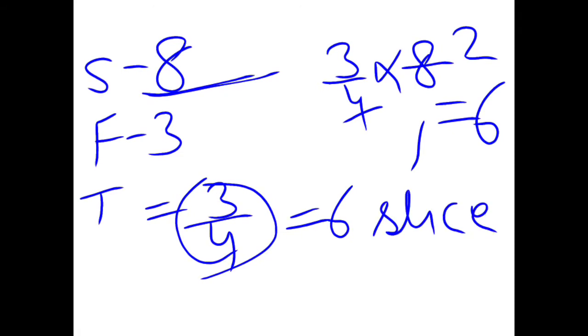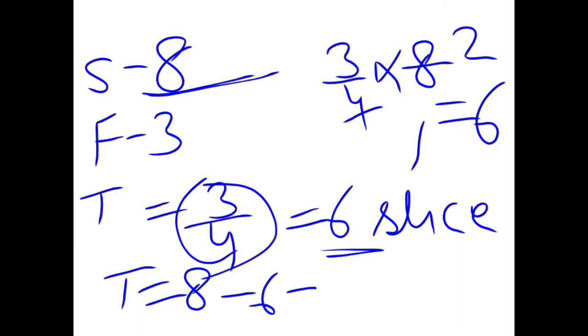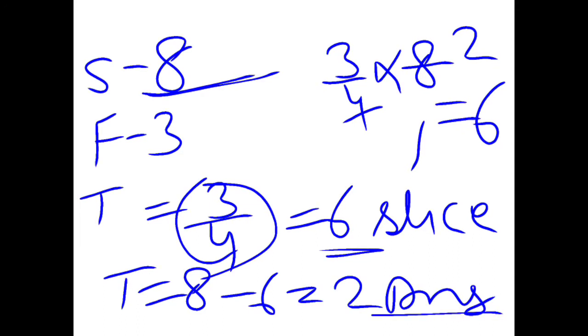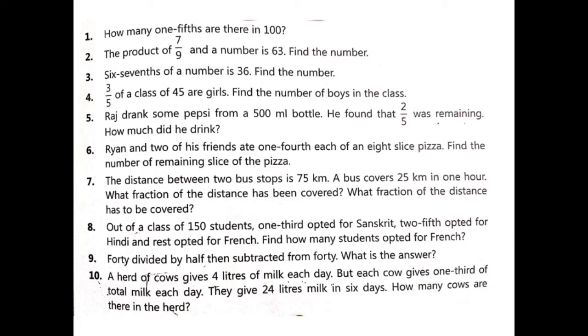Now how much is left? So how can we find out? Total is 8 and they ate 6. So 8 minus 6 is 2. 2 are the remaining slices of the pizza. That is the answer. Okay. Very simple question. Understand? Now read question number 7.